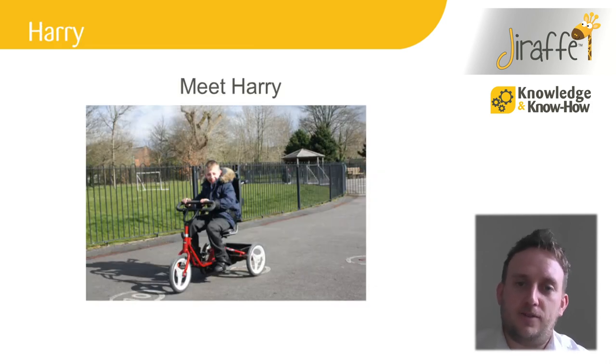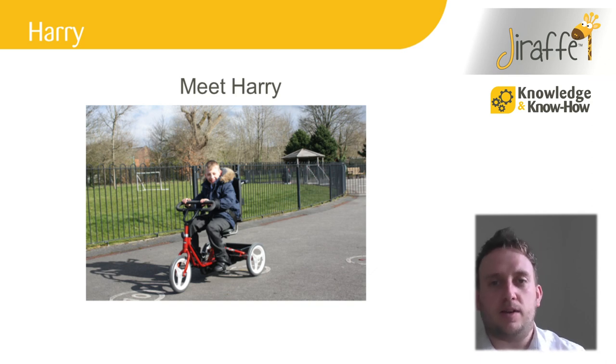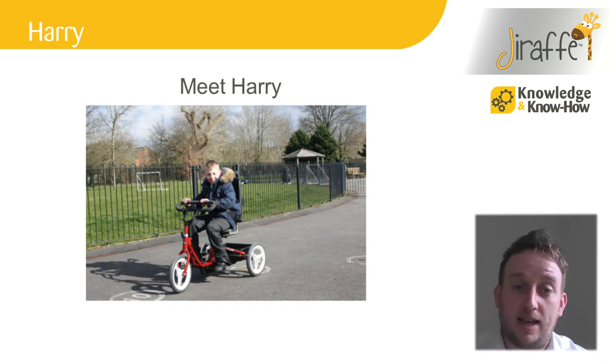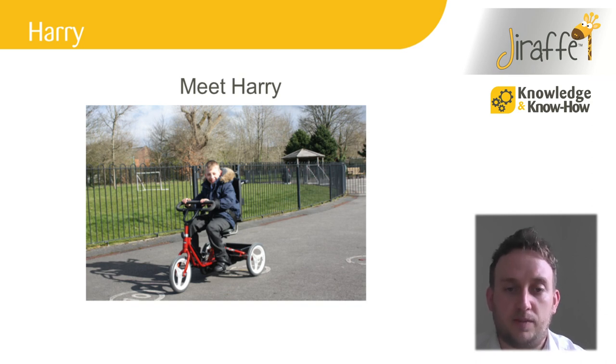Okay, so the first case study that we're going to look at, we're going to meet Harry. So Harry is 8 years old. He loves going to school. He loves playing with his friends and visiting parks with his family. So Harry has hemiplegic cerebral palsy and GMFCS level 2. He's also deaf and nonverbal. He's got a cochlear implant and uses his iPad as a way of communication, with simple language as well, to communicate. Harry has weakness through the left side of his body and can tire over long distances when mobilising.